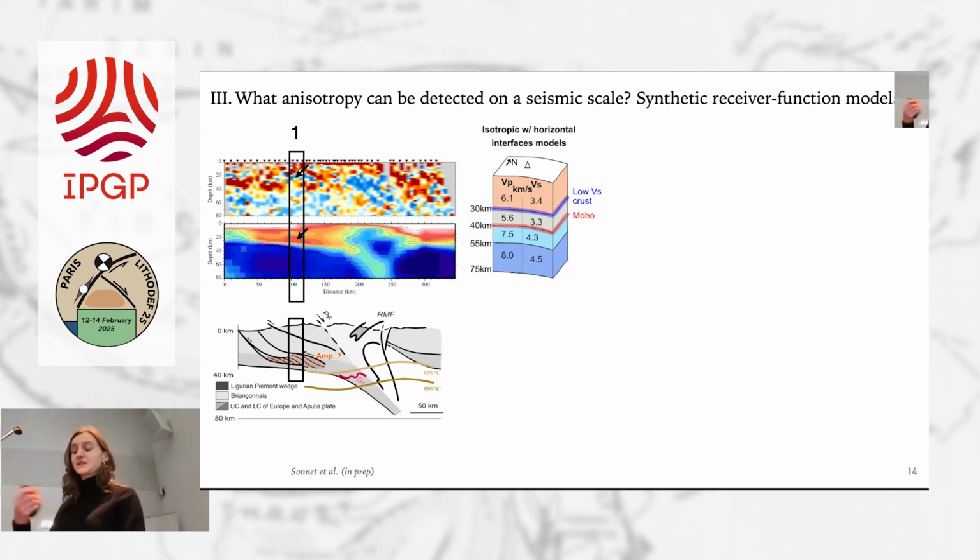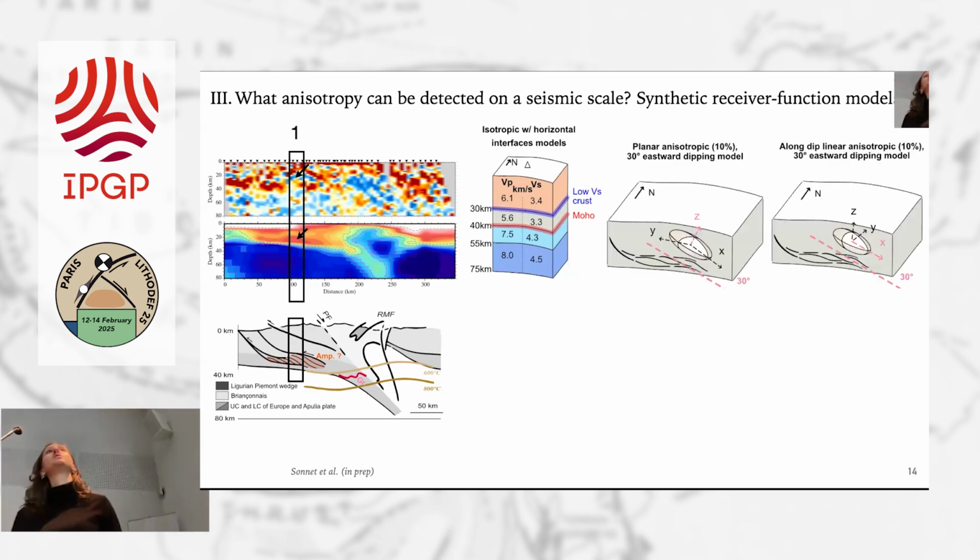We tested several configurations of anisotropy, but I will only show you two of them. Here is the isotropic case, and to this gray layer we add some anisotropy. Here it is an anisotropy induced by the presence of a shear zone, dipping 30 degrees to the east. We test a planar anisotropy, which is like the shape of a pancake, and a linear anisotropy, like the shape of a cigar.